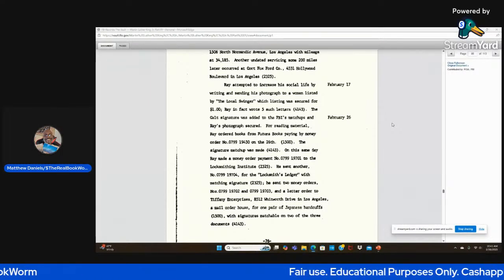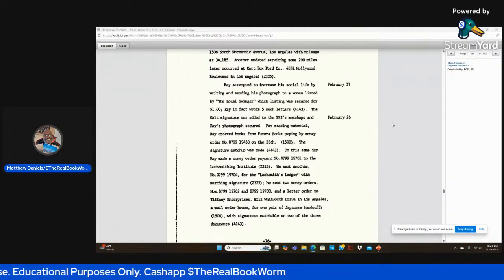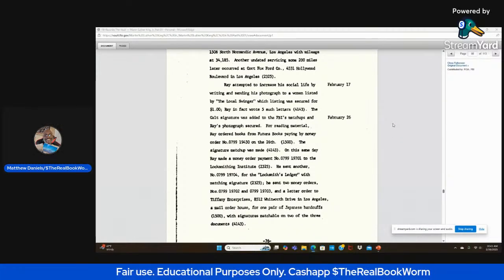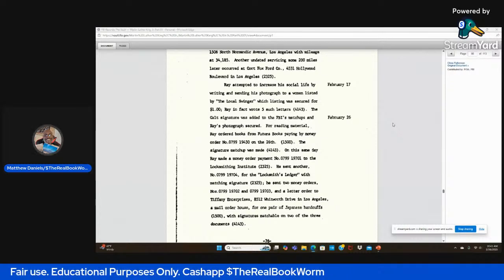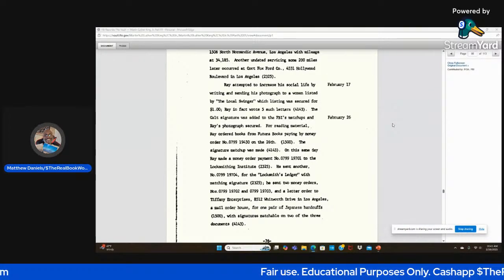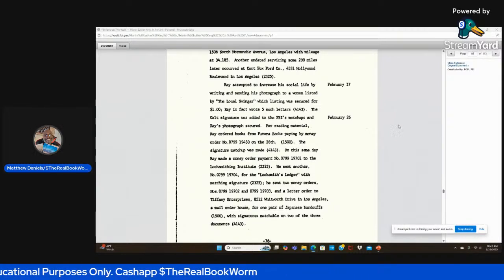On this day, Ray made a money order payment number 0799-19701 to the Locksmithing Institute. He sent another number 0799-19704 for the locksmith's ledger with matching signature. He sent 2 money orders and a letter order to Tiffany Enterprises, 8512 Whitworth Drive in Los Angeles, a mail order house, for 1 pair of Japanese handcuffs with signatures matchable on 2 of the 3 documents.